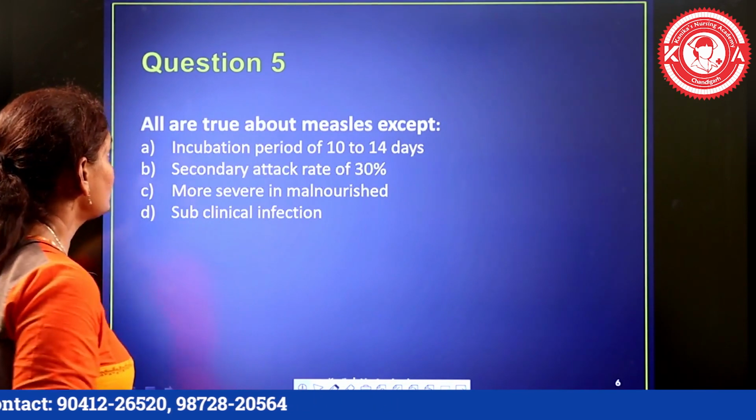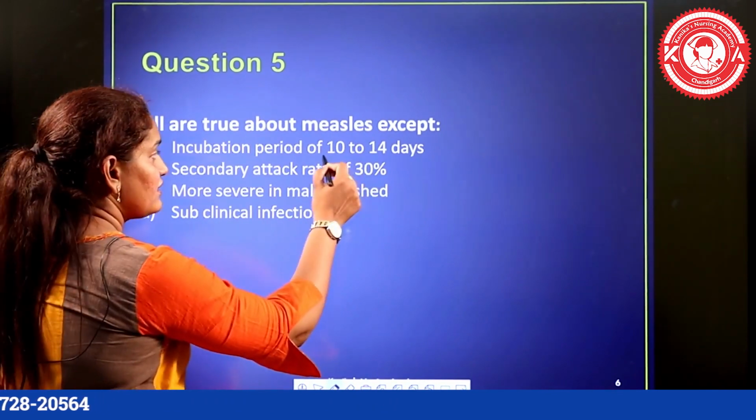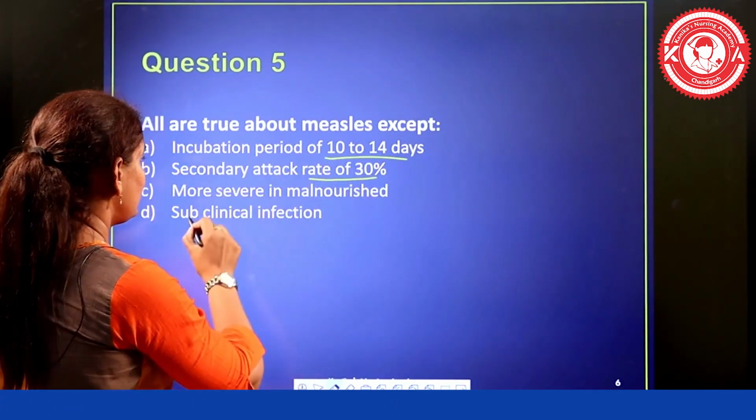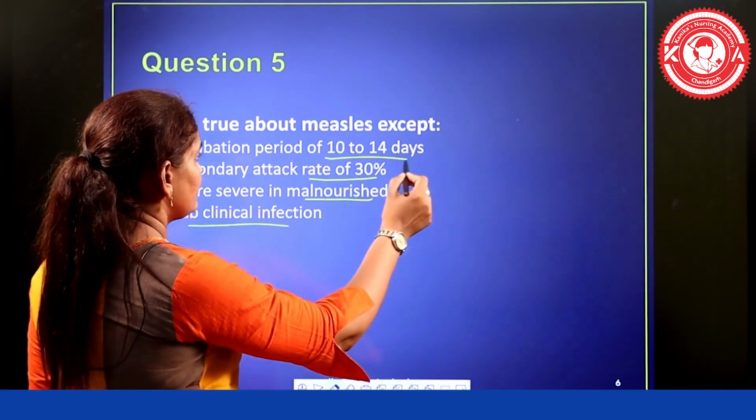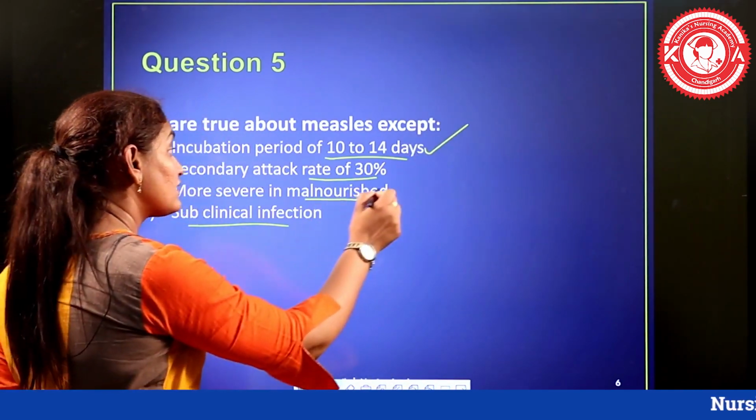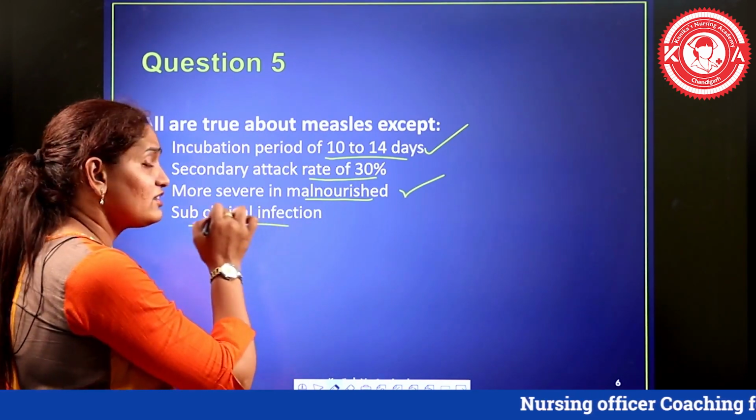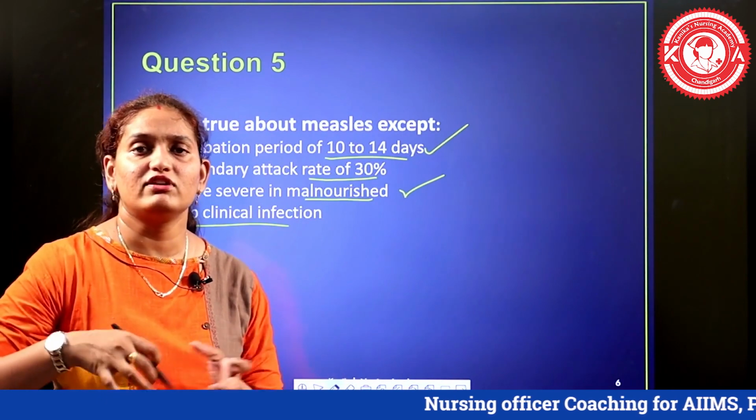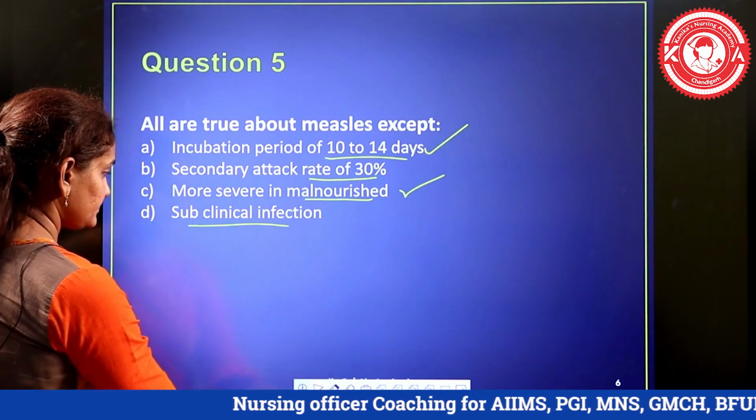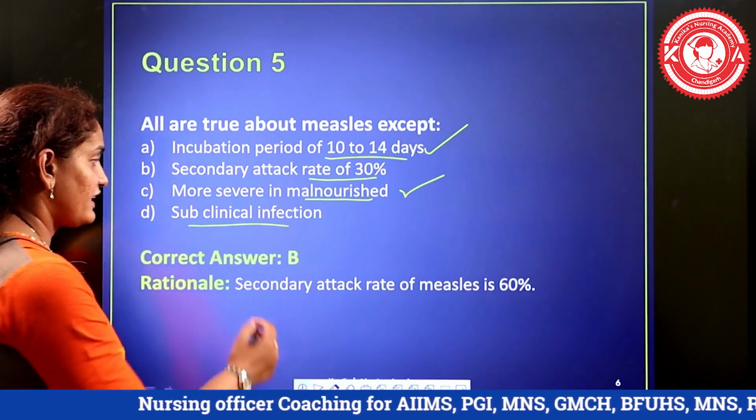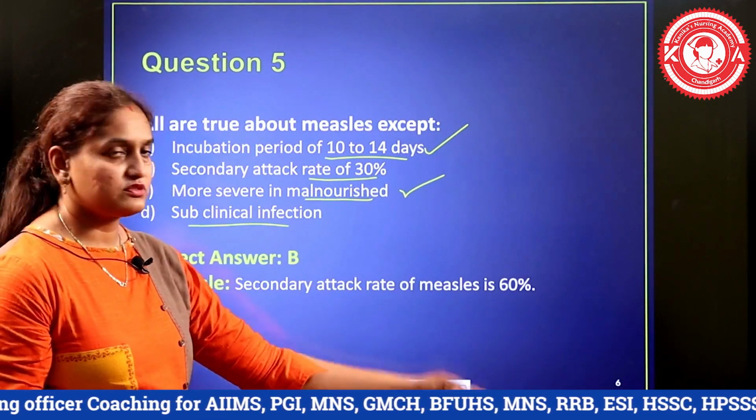Let's move to the next question, number 5. All are true about measles except: incubation period is 10 to 14 days, secondary attack rate of 30%, more severe in malnourished children, and it has subclinical infection. So I would say that it has incubation of 10 to 14 days, it is more prevalent in malnourished children, and it is a subclinical infection, that means it is not having definitive characteristics to be called an infection. Let us see the answer. Correct answer is B. Secondary attack rate of measles is 60%. Here it was written as 30%, which was incorrect. So the correct option is 60%.